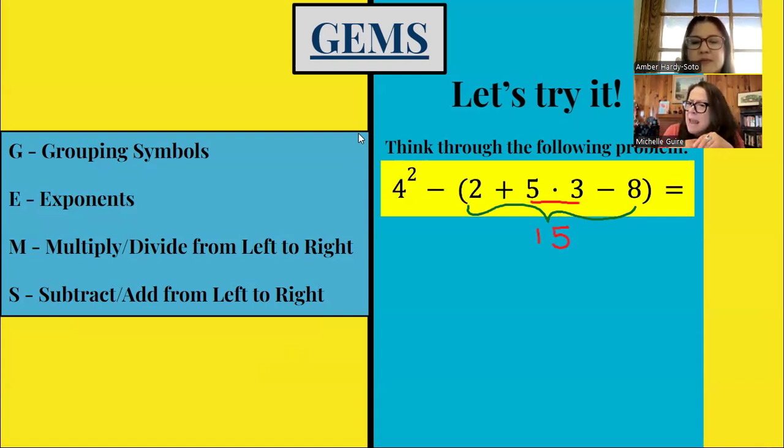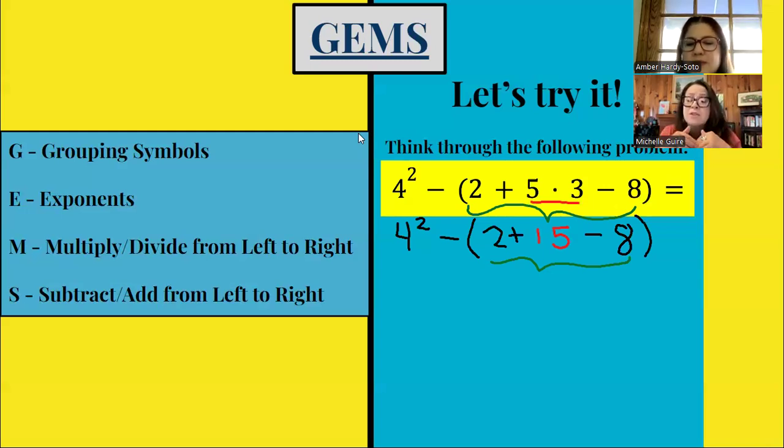And then we're going to bring down everything else. So we still have our 4 squared, or 4 to the second power, minus the quantity 2 plus 15 minus 8. Now, within the grouping symbols, we still have 2 operations. We have addition and subtraction. Well, which one do we do first? Let's look at GEMS. GEMS says that you subtract and add from left to right. So we're going to do 2 plus 15, and we're going to get 17. We're going to keep our parentheses because we still have an operation inside.